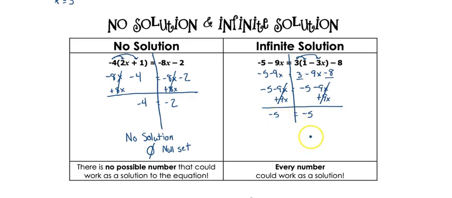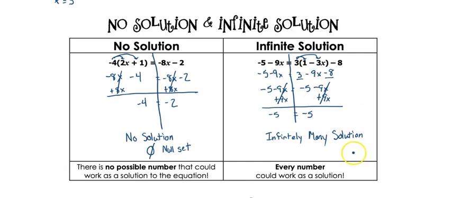Well, that is absolutely true. Negative 5 does equal negative 5. And it will always equal negative 5. So that means we have infinitely many solutions. Now, if I have infinitely many solutions, really what that is telling me is no matter what number I plug back in. So if I put 1 in for x, that's a true statement.